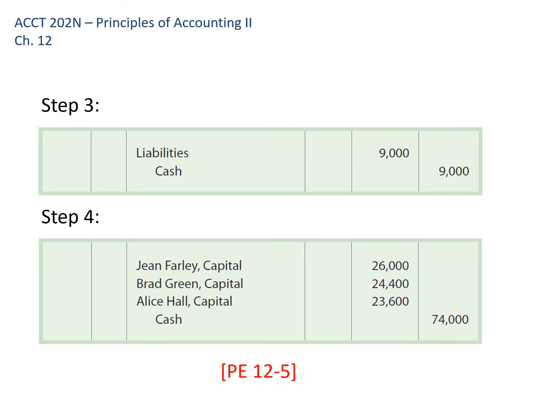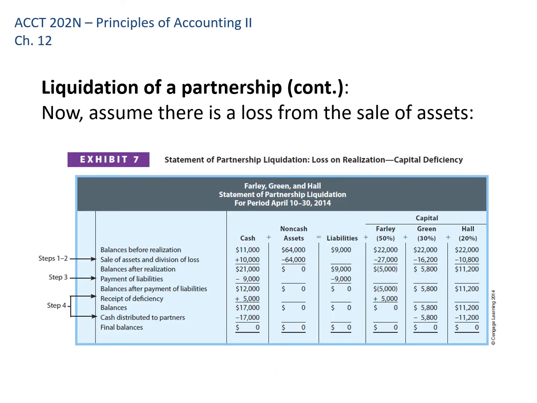The third entry then is debiting whatever liabilities we have and crediting cash to pay the liabilities. And then step 4 is to pay out the remaining cash to the owners and debit each of their capital accounts. Pretty straightforward.